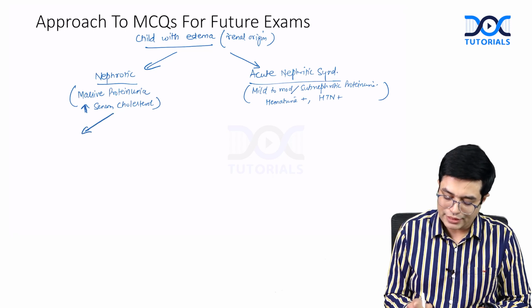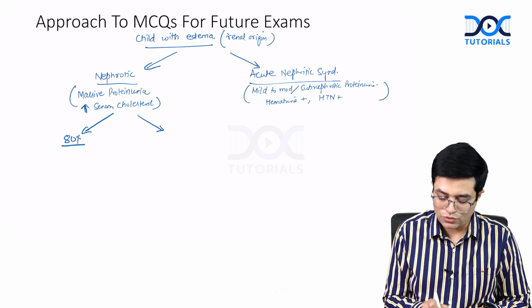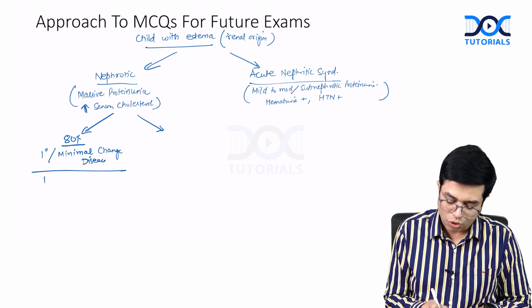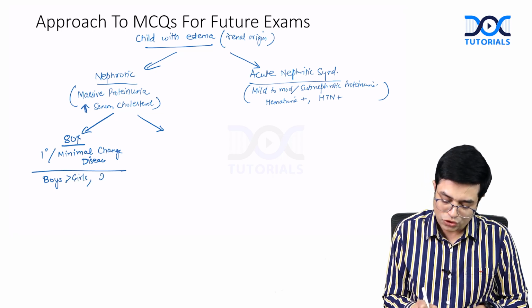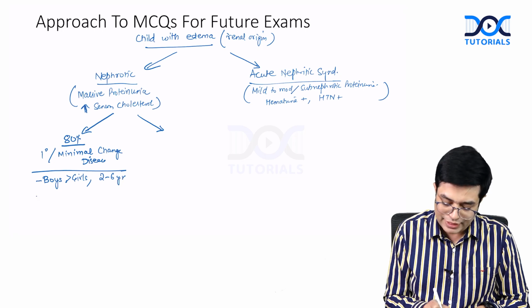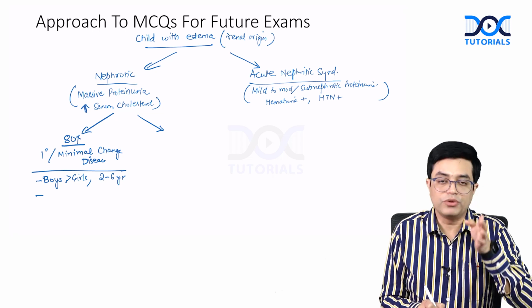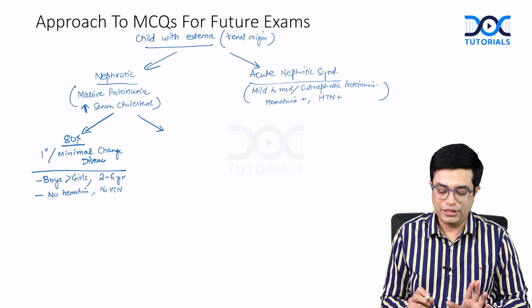If it is nephrotic syndrome, there can be two possibilities. In 80% of cases, children are found to have primary nephrotic syndrome, also called minimal change disease. These are the patients who will be boys. It is more common in boys compared to girls. And the most common age group will be 2 to 6 years. How will you identify? They will have massive proteinuria, but there will be no hematuria. So no hematuria and no hypertension will be present at presentation in these patients.